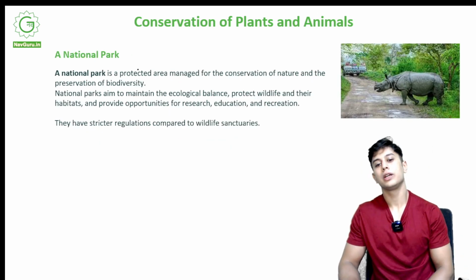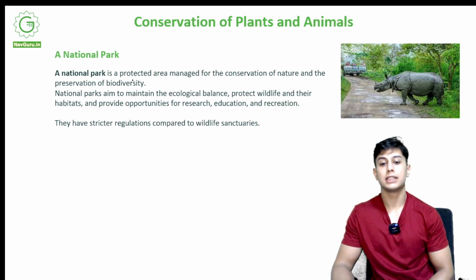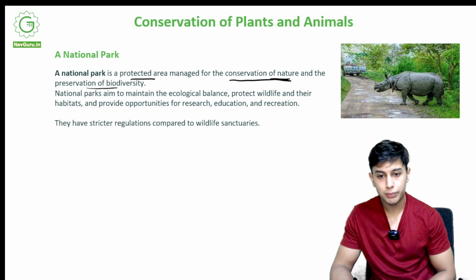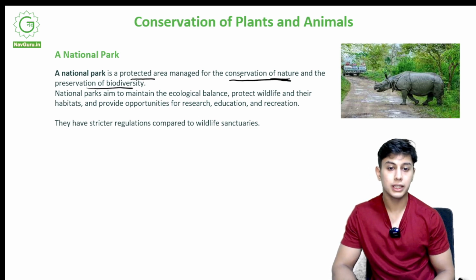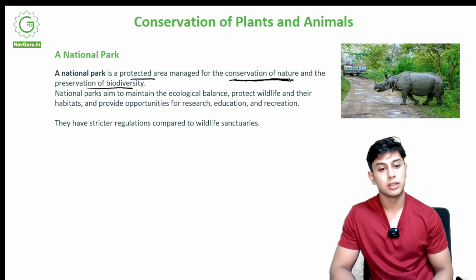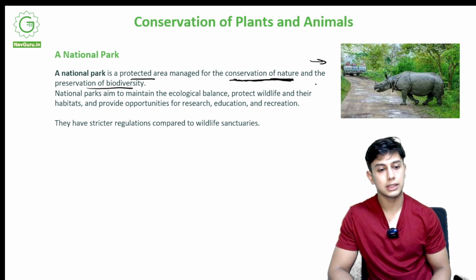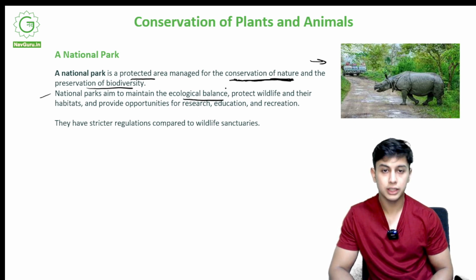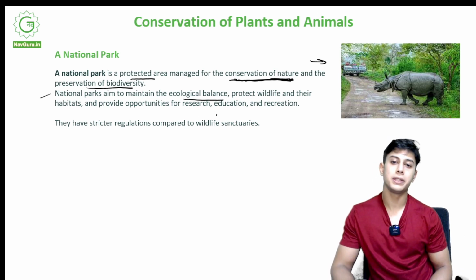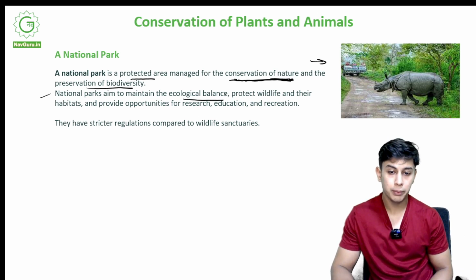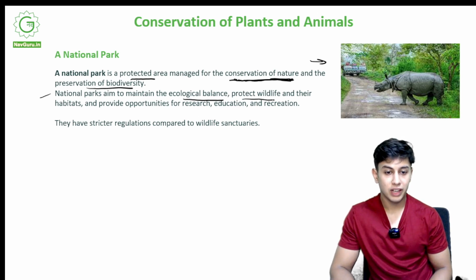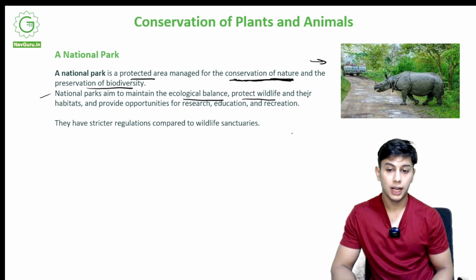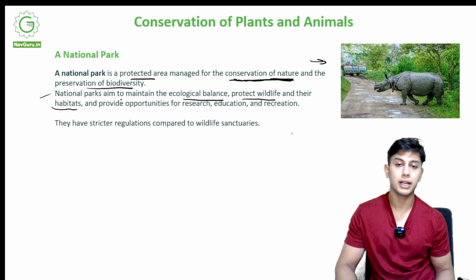A national park. Now we go into the detail of what a national park is. A national park is also a protected area managed for conservation of nature and preservation of biodiversity. Again, it has a similar concept. It is aimed at conservation of nature, all the natural things in that area. National parks aim to maintain the ecological balance, the ecosystem, the interaction between the plants, animals and the humans. So we aim to maintain it and protect wildlife: the animals, the birds, the insects and the various microorganisms and their habitats, the habitat that they are living in.